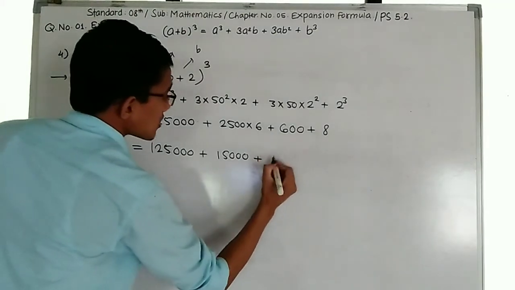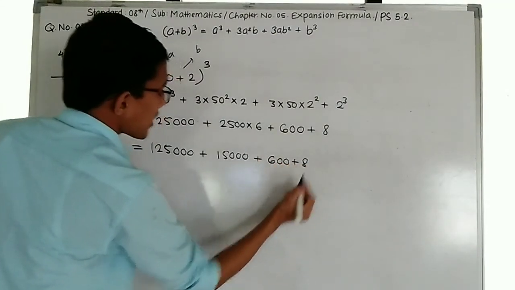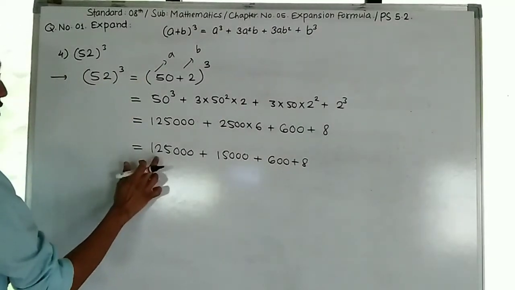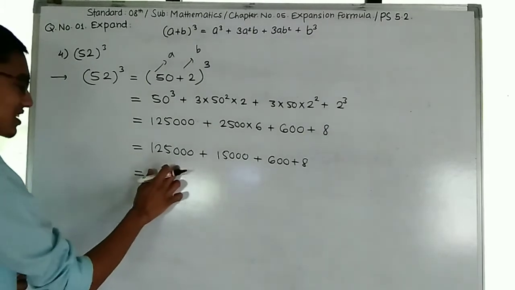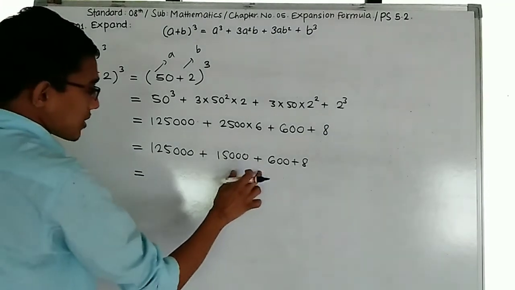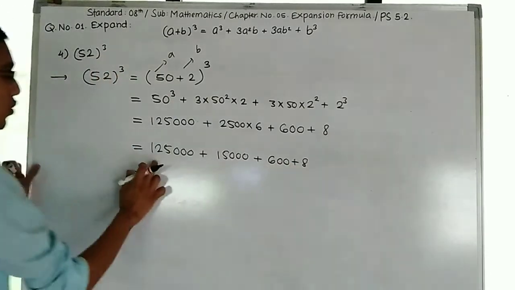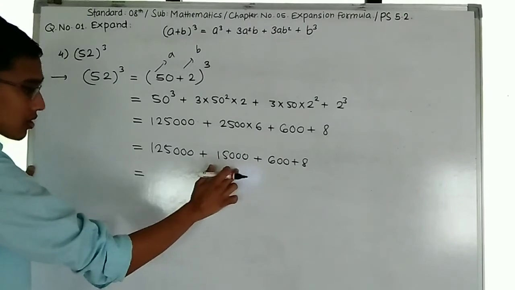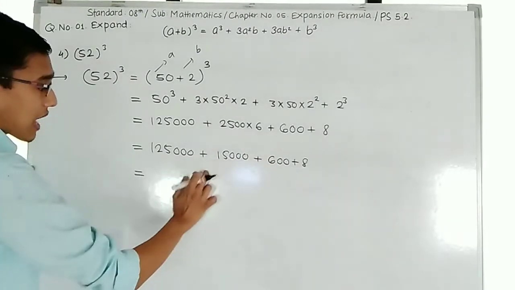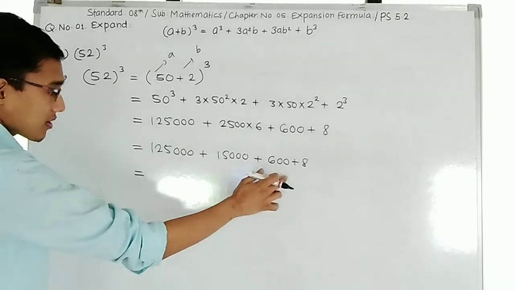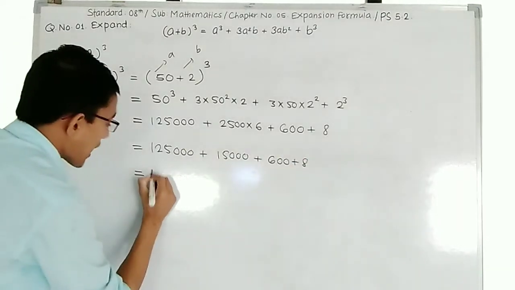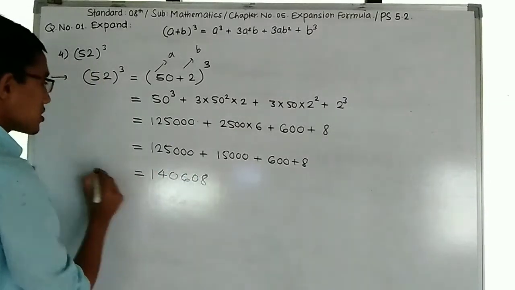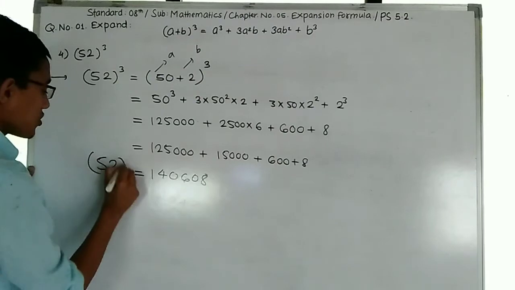Plus 600 plus 8. Now we will add all the numbers. So 1,25,000 plus 15,000 plus 600 plus 8. So 1,25,000 plus 15,000 is 1,40,000, plus 600 is 1,40,600, and plus 8. So 1,40,608. This is the required answer for 52 cube.